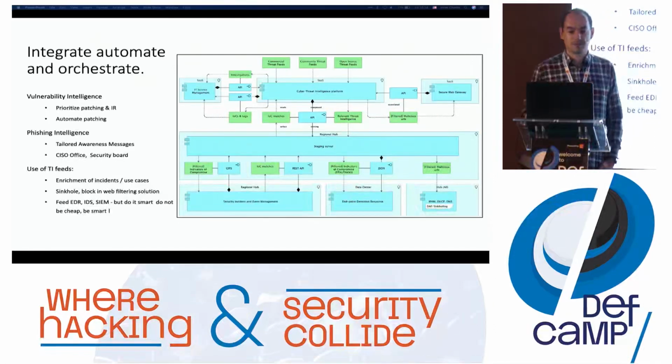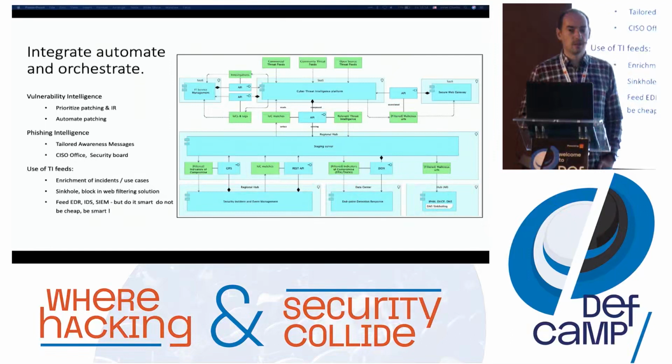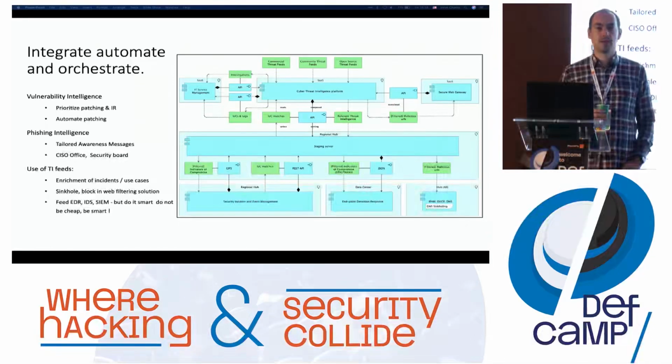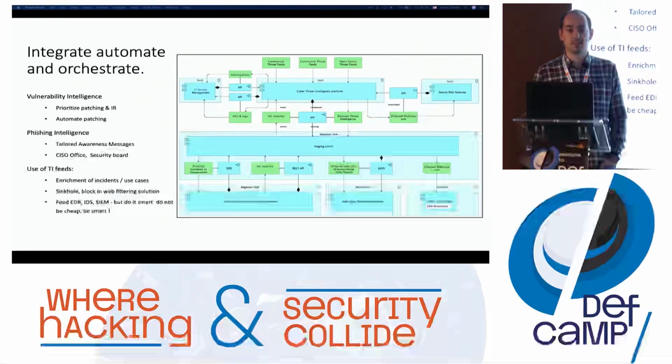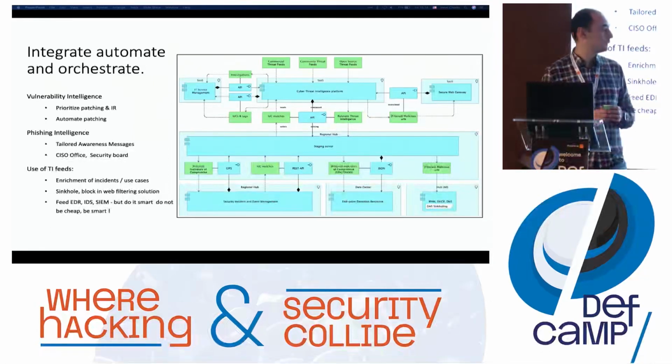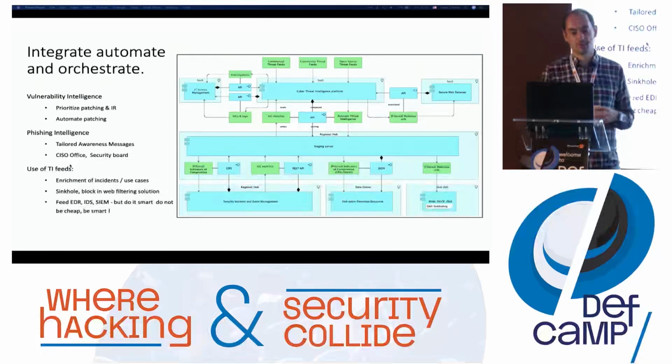Phishing intelligence: you can have tailored awareness messages and tailored simulated phishing campaigns. I keep seeing, hey, you received a parcel from DHL, click here. That's irrelevant for the finance department or for someone from R&D who is not receiving any goods anytime. Take that information to the CISO office, to the security board, to your security architect, and draw some conclusions. Build up your security roadmap for the following years.